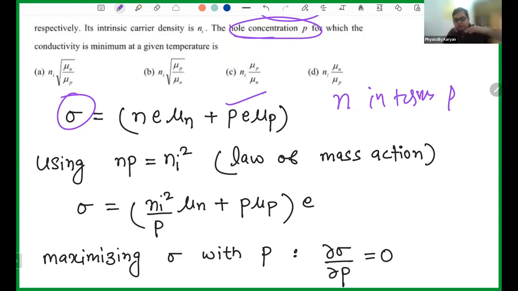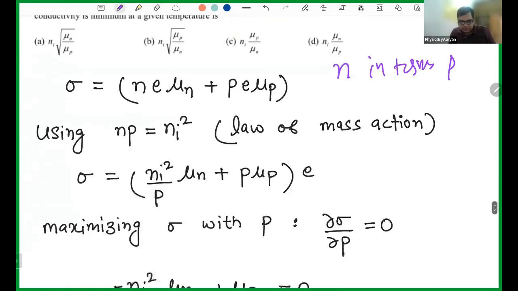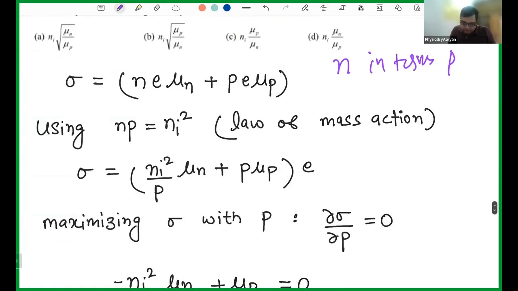So what should be my value of P so that my sigma is minimum? In order to find that, the first thing I have to do is write the entire equation in P. To do that, I will use the equation N into P is nothing but Ni square. This is my law of mass action. So from there, your N will come out to be Ni square by P. So I put my N as Ni square by P, mu n, P, mu p, and e I have taken common and written.